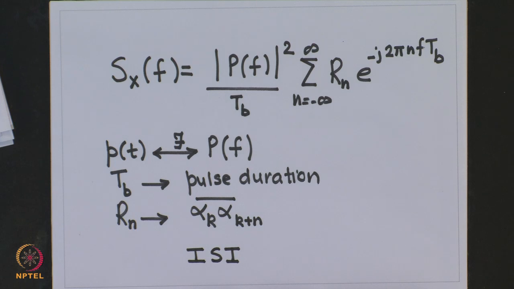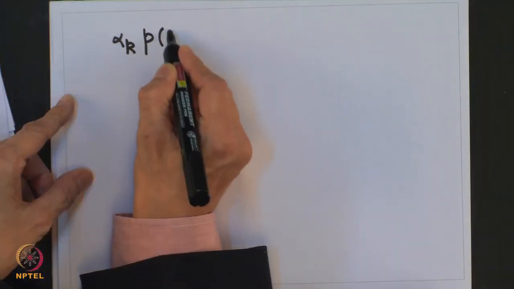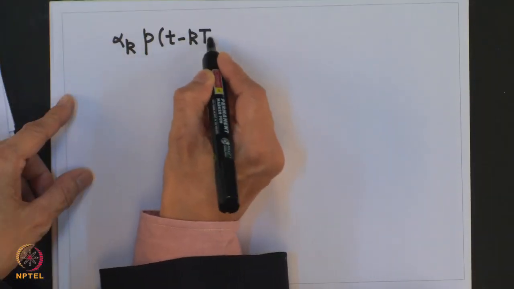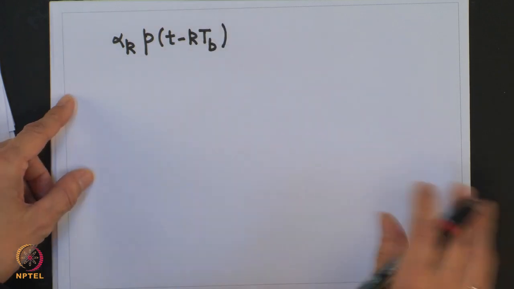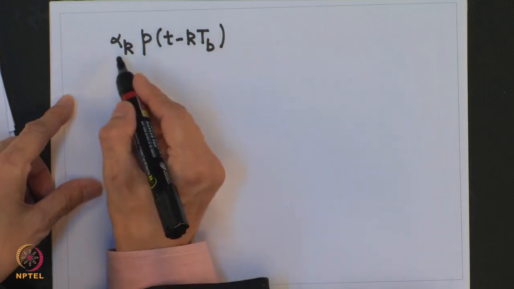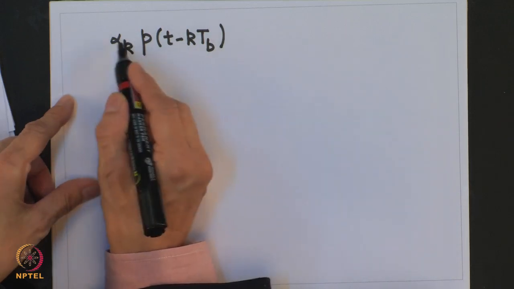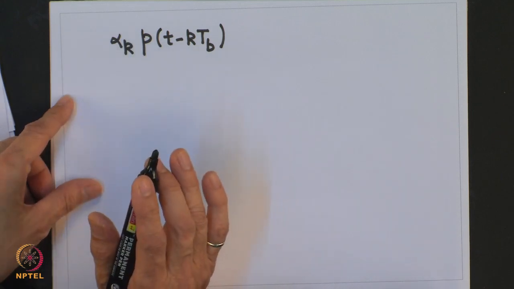To resolve the difficulty of ISI, let us review briefly our problem. We need to transmit a pulse every Tb interval. So, the kth pulse is denoted by alpha k p(t minus kTb), and it is required to detect the pulse amplitude alpha k without ISI.